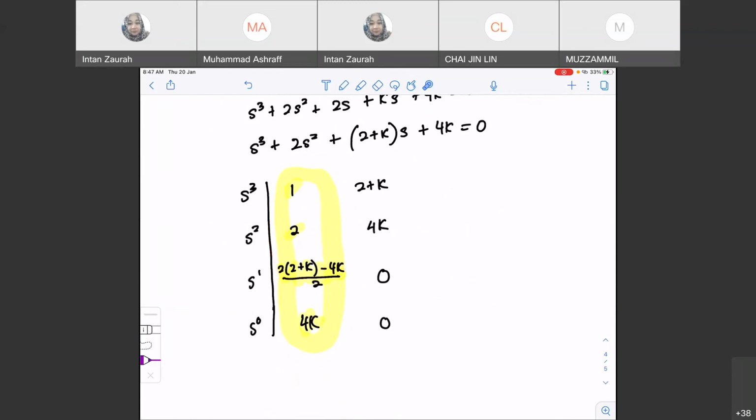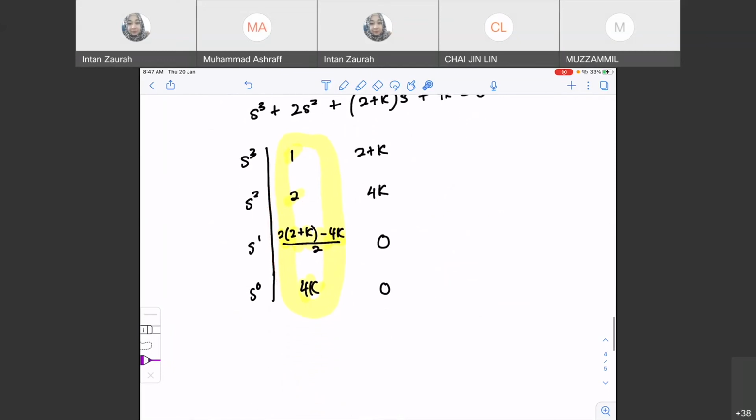But I want to find when it is actually critically stable. So I need to equate this element to 0. This is already 1, so it cannot be 0. The second one is already 2, so it cannot be 0. But the third element and the fourth element, we can make it 0 because it depends on the value of your k.